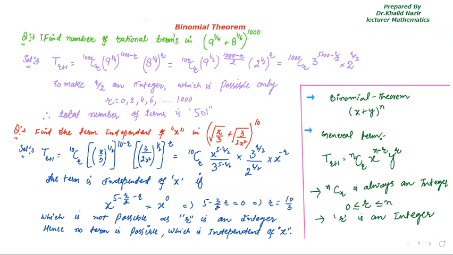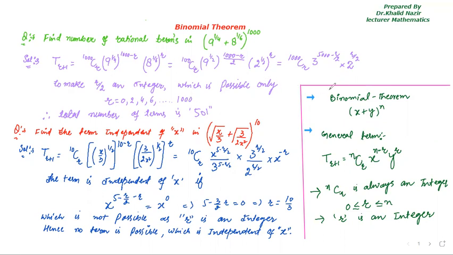So let's start. This is question first that we will discuss here. Let's find the number of rational terms in (9^(1/4) + 8^(1/6))^1000. So before proceeding with the question, let's remind some basic terms that we have already discussed.